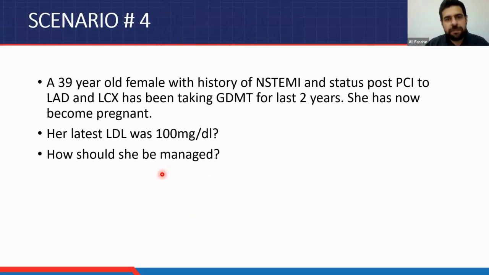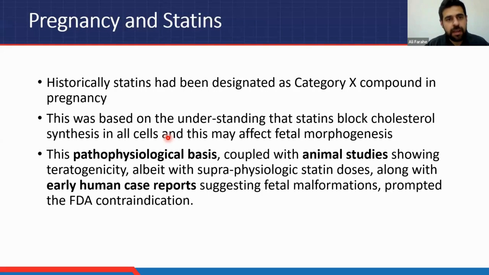So it's a 39-year-old female with a history of NSTEMI. She had PCI to LAD and circumflex and had been taking guideline-directed medical treatment for 2 years. Her latest LDL is 100 and now she has become pregnant.